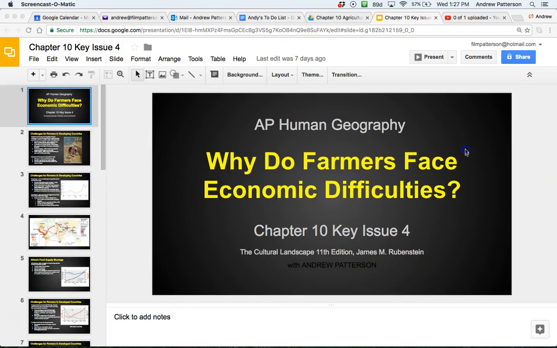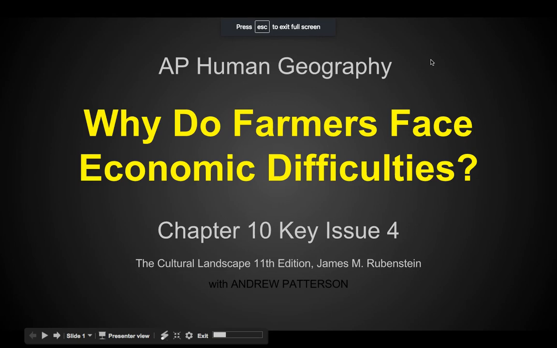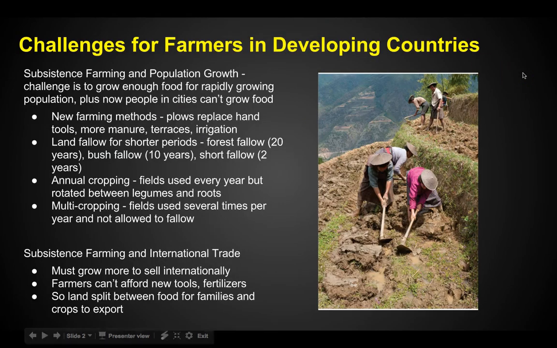All right, let's finish up chapter 10. Let's look at key issue 4, where we're taking a look at why do farmers face economic difficulties? Challenges in the developing countries. Subsistence farming and population growth. The challenge is to grow enough food for this rapidly growing population.